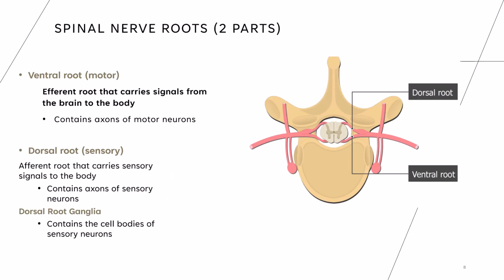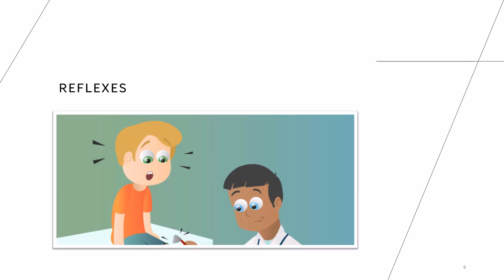And then for the spinal nerve roots, there are two parts. The ventral roots control the motor, so they carry signals from the brain to the body, and they contain the axons of the motor neurons. And the dorsal roots are the sensory roots, and they contain the axons for the sensory neurons. And then there's also the dorsal root ganglia, which contain the cell bodies of the sensory neurons.